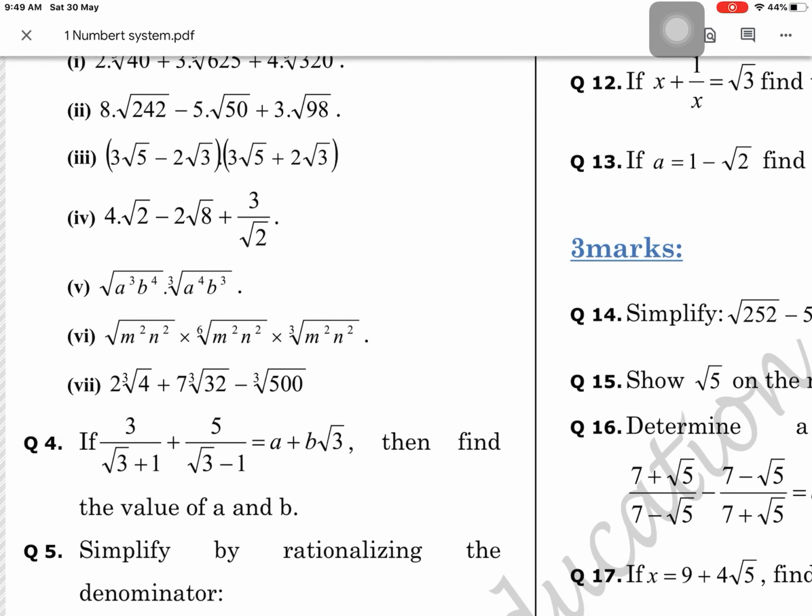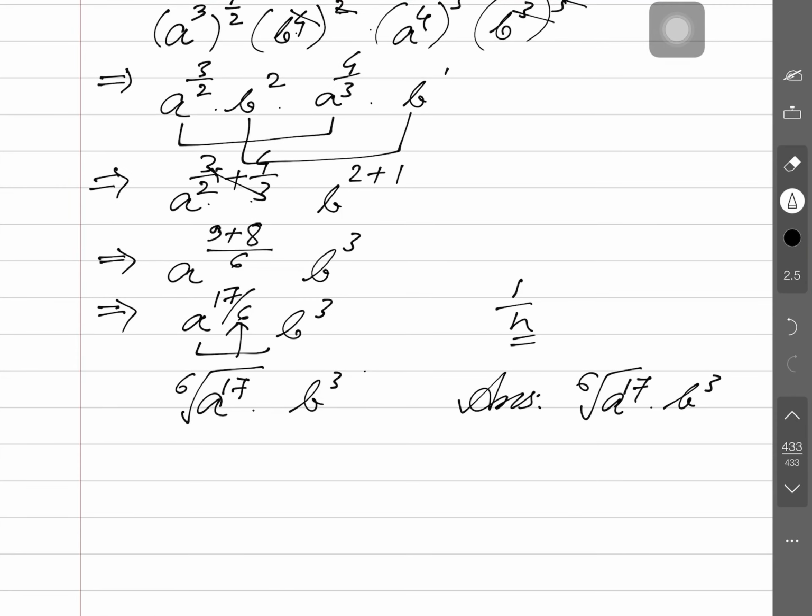4, 32 and 500. The question number 7: 4, 32 and 500. Okay, all indices are the same. Is it plus or minus? And what is their coefficient? 2 and 7. Here the coefficient is 2, and it's a 7.